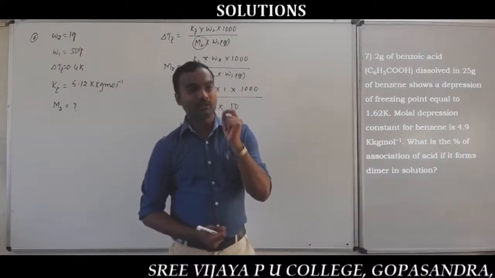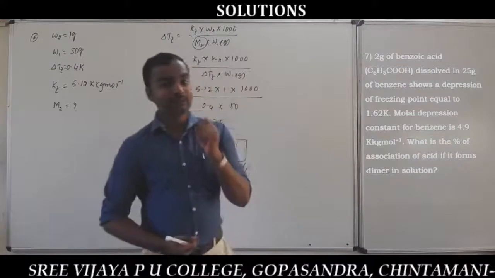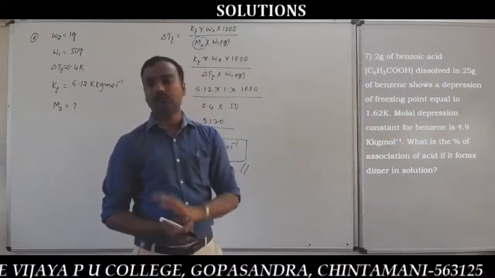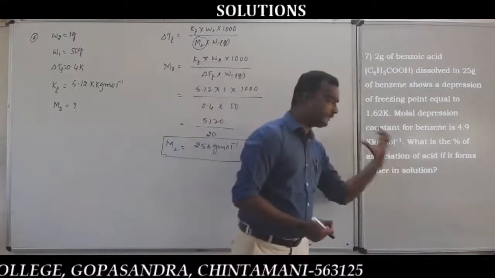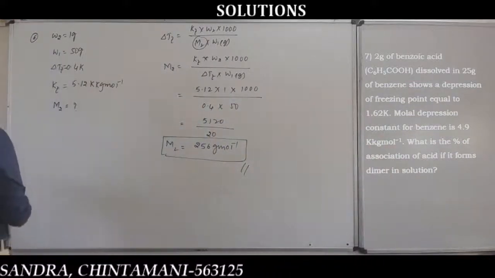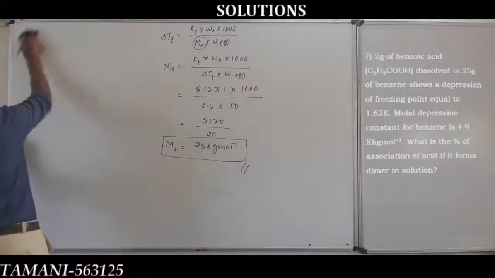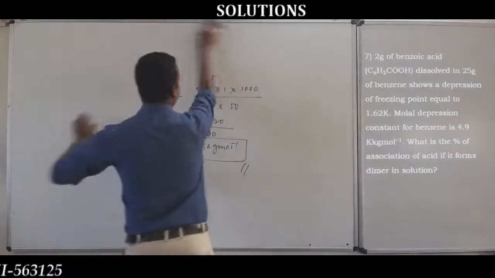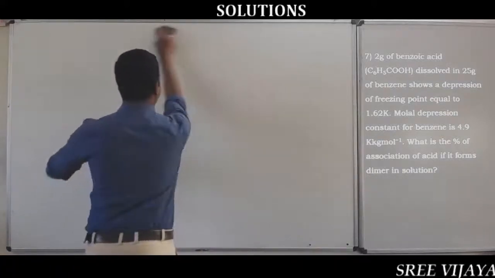Before that, your intention is to calculate the i. That is, the i value is nothing but the Van't Hoff factor. First you have to calculate the Van't Hoff factor, then you can calculate the percentage of association. To calculate the Van't Hoff factor, we have to use the modified equation. The equations of colligative properties are modified by introducing a factor called the Van't Hoff factor, that is i.